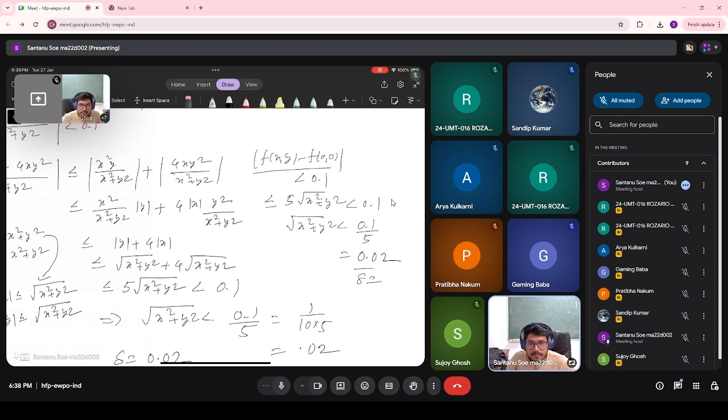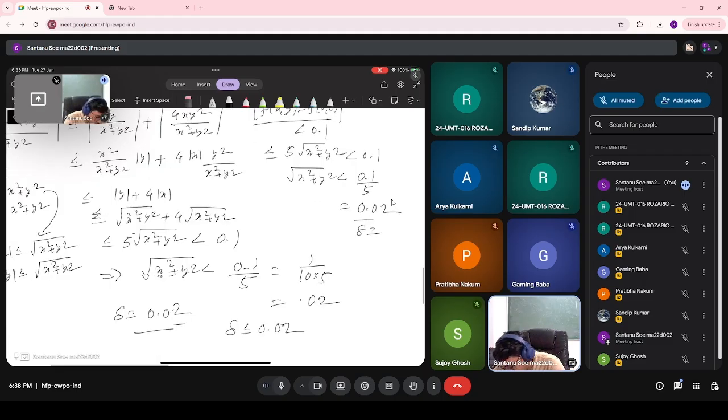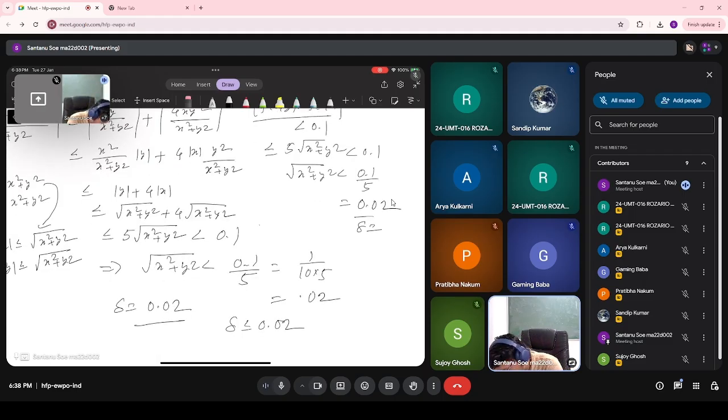Is it clear? Yes, sir. So you are just replacing 0.02 by delta, because this is what you all want, right? Because we just want this one, x square plus y square less than delta. That's all.